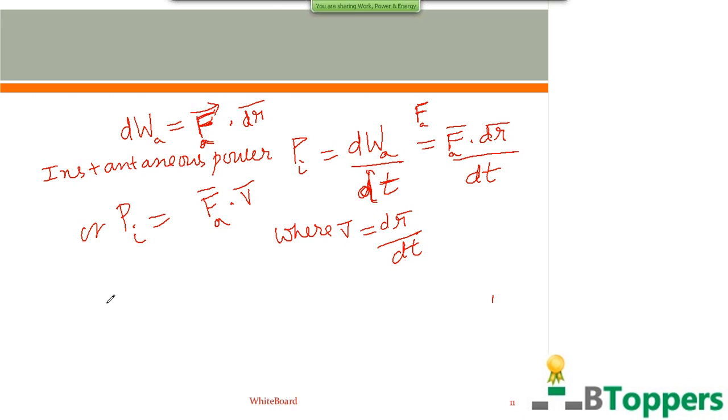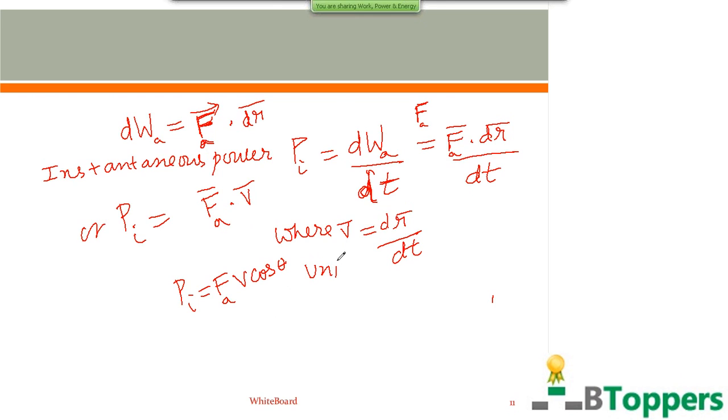Of course, if the power is constant, in some problems and examples which we may discuss later, power may be constant. In that case, instantaneous power will be equal to the average power for a finite time interval. So in the general case, instantaneous power we write F_A bar dot V bar, or we can also write F_A V cos theta, where theta is the angle between F_A bar and V bar.